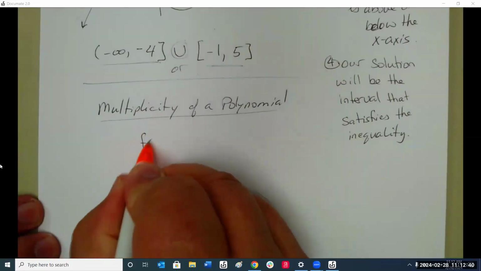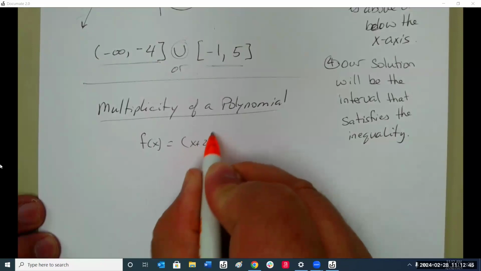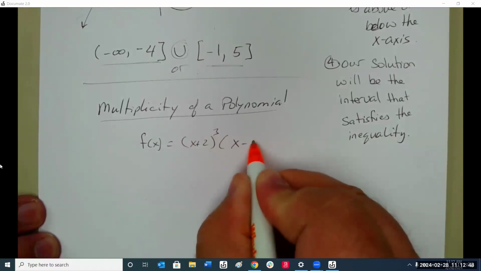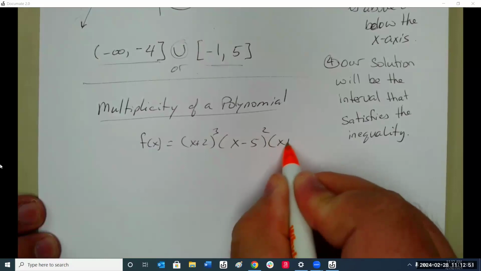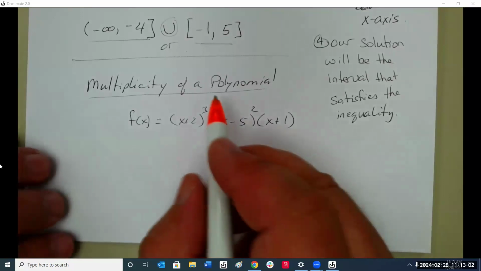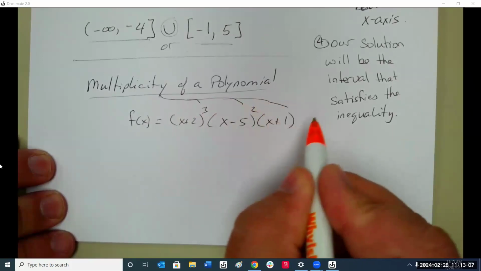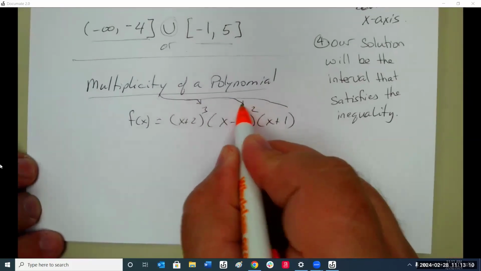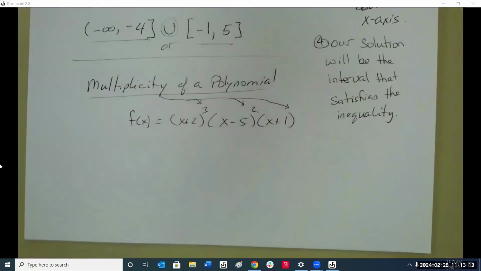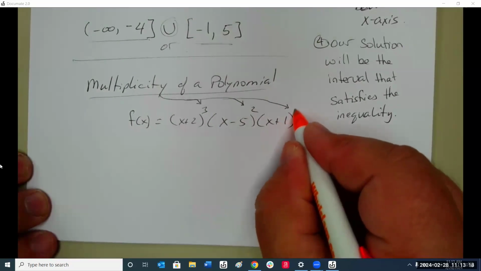After you factor your polynomial and you get your x plus, let's say 2, x minus 5, x plus 1, after you factor your polynomial into smaller binomial terms, these are the multiplicities. The multiplicities are the exponents of the factored form. And this last one, since there's nothing there, it's a 1.